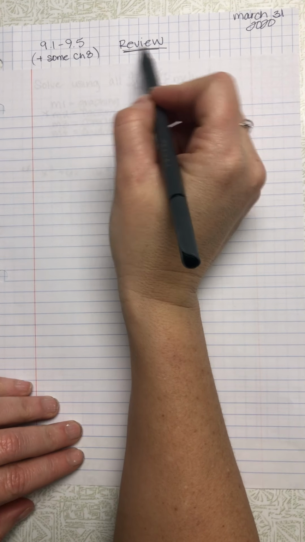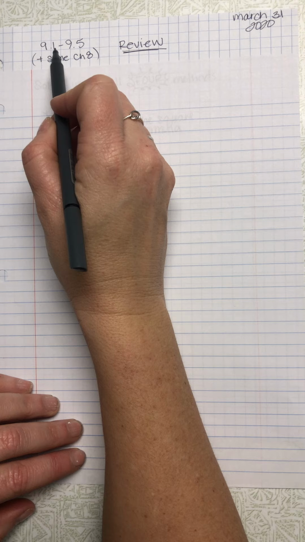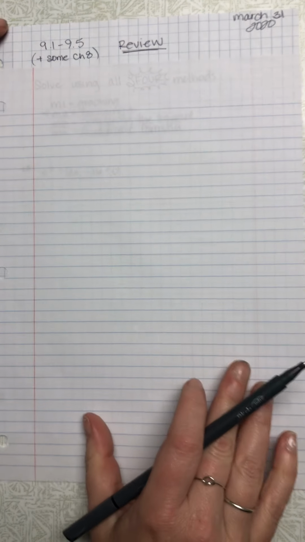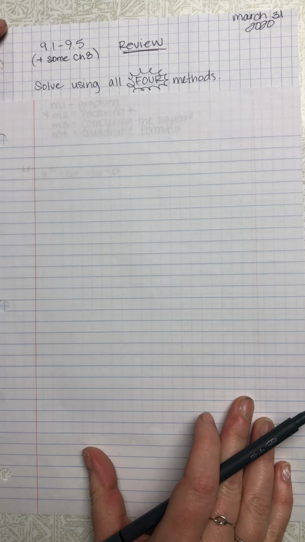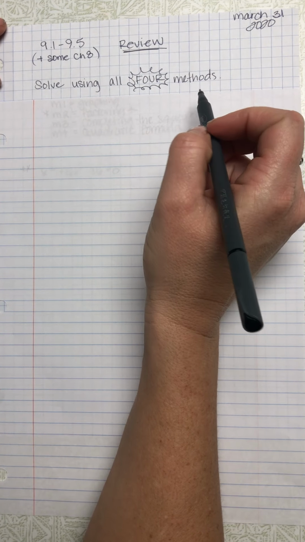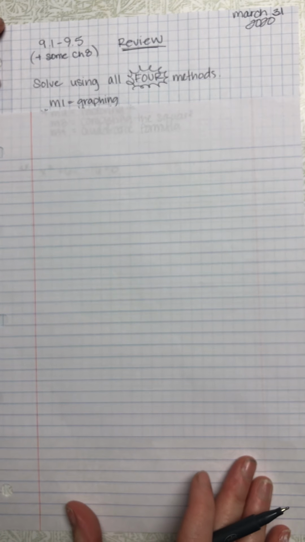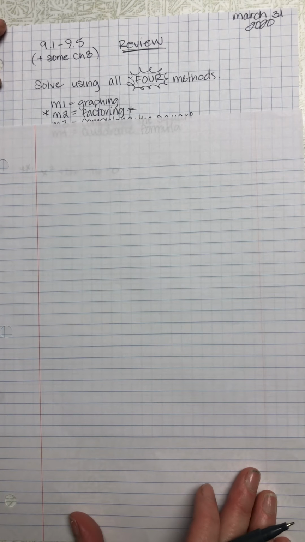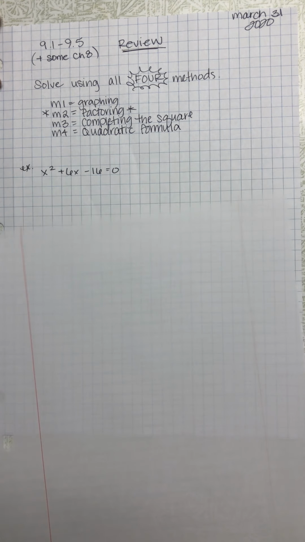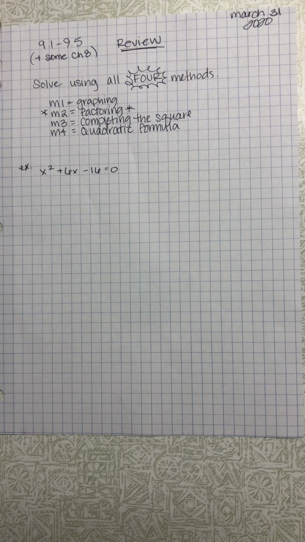All right, guys, we're going to be doing some review today, 9-1 to 9-5, and then some of Chapter 8. It's the last day of March. We're going to be solving 3 problems using all 4 methods. The first method is graphing, then factoring from Chapter 8, completing the square, and then the quadratic formula. Here's our first example.